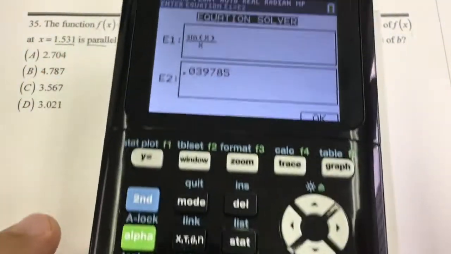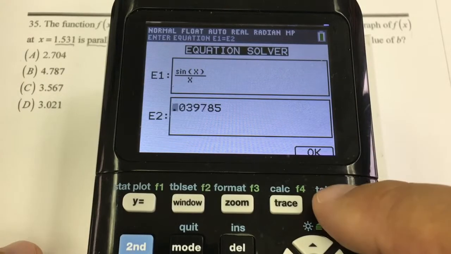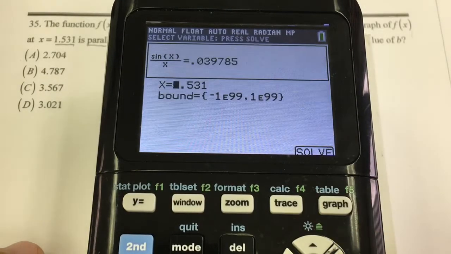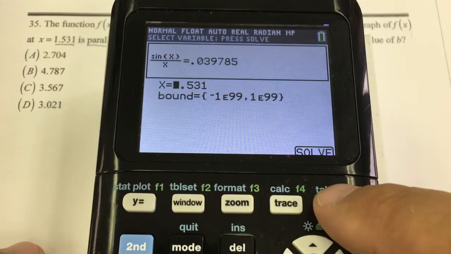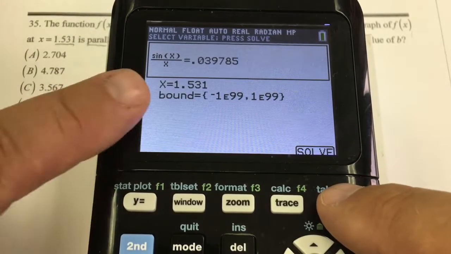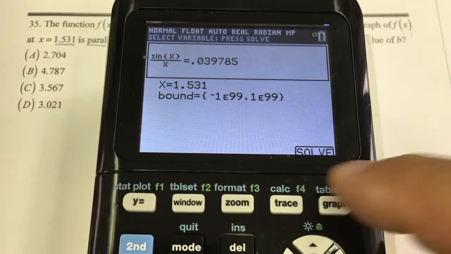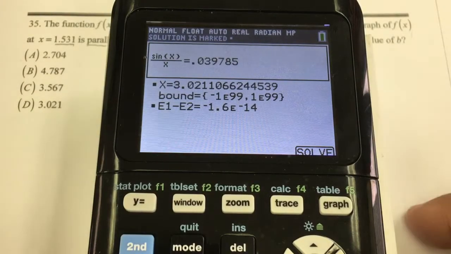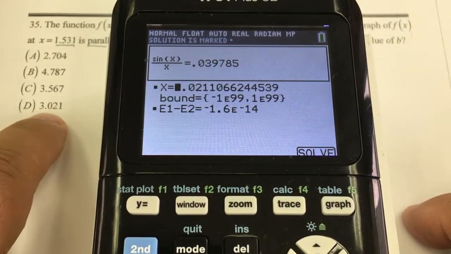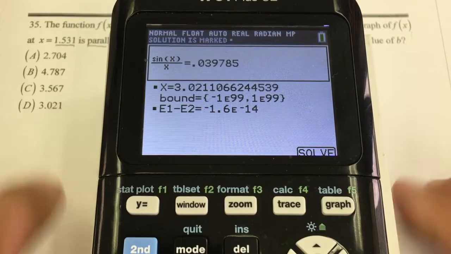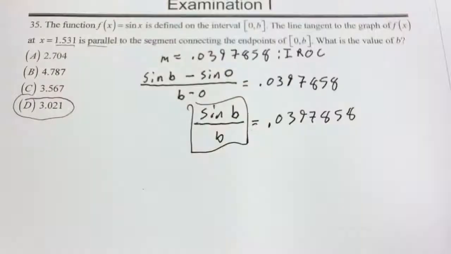Now, a lot of people, when they do this, they're going to hit the enter button, they believe. But no, that's the problem. You must hit the F5 up here for OK. I'm going to hit OK. And that was the last time number I entered, the 1.53. But I'm just going to hit solve. In other words, you hit this button again, and it will solve it for you. And the answer is, notice, 3.021. It's on my screen. 3.021. The answer is choice D for number 35.